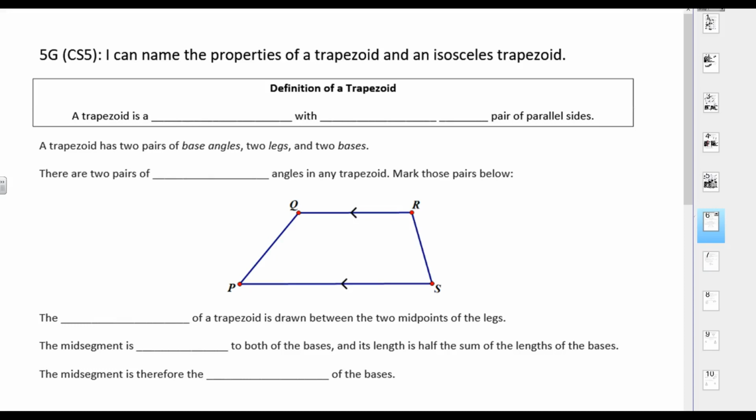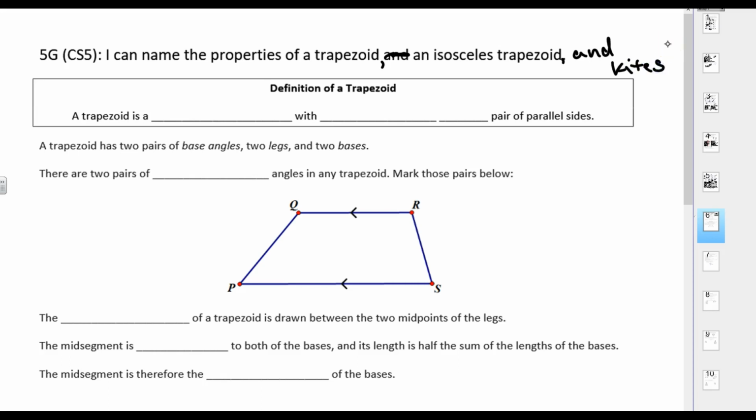I can name the properties of a trapezoid, an isosceles triangle. Let's add a kite. Ooh, we missed part of the title. And kites, the last of our quadrilaterals.